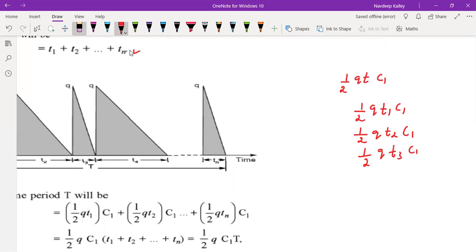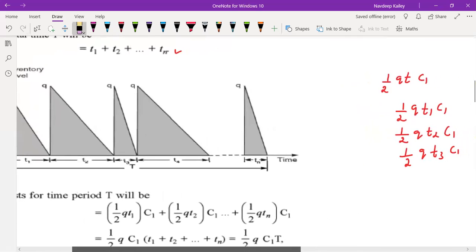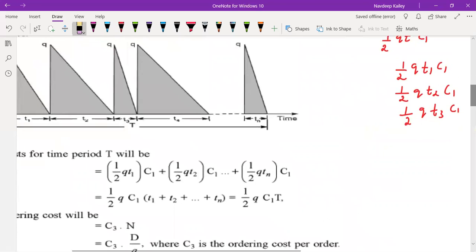The total holding cost for time period capital T will be the sum of all these holding costs during the different time intervals. That is half Q T1 C1 plus half Q T2 C1 plus so on, half Q Tn into C1. Half Q C1 is taken out from the brackets. This T1 plus T2 plus so on up to Tn becomes the total time T. Therefore, the holding cost for time period capital T will be half Q C1 into capital T.